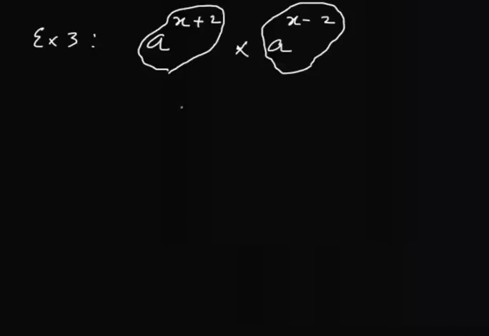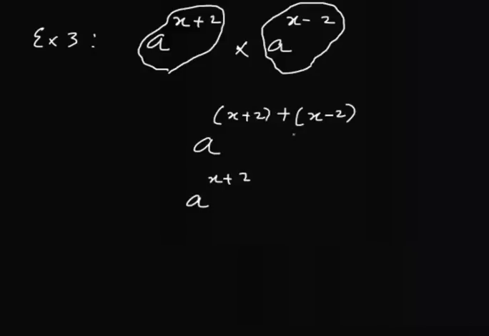So since we have a product of two exponential terms, our law says we can simplify the two by writing one base and adding the exponents. The exponents in this case, let's put them in brackets, are x plus 2 plus x minus 2. Let's simplify the top part. We have a as a base. Let's remove all the brackets.